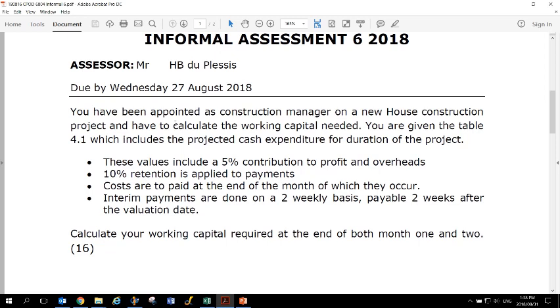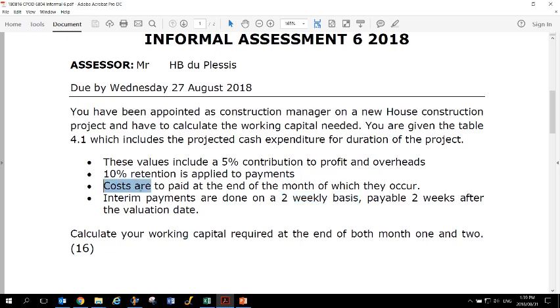Okay, so that's straightforward. And then your costs are to be paid at the end of the month in which they occur. So remember there's two things. You've got your costs and then you've got your interim payments. Your interim payments are done 2 weekly. But your costs, that's now your buying costs and your labor costs and all those, only go out of your account at the end of the month, whereas you're getting an income every 2 weeks. Okay, so hopefully that makes sense.